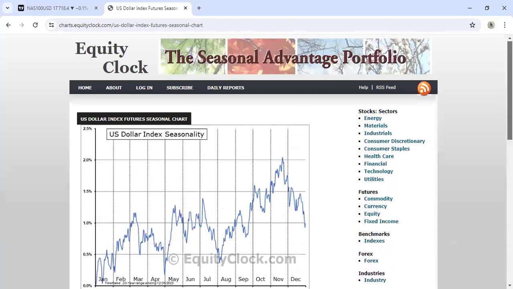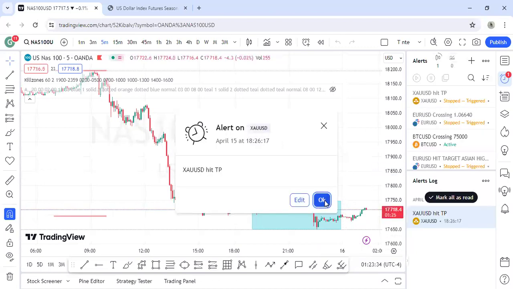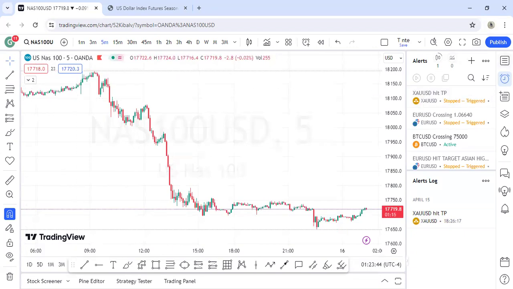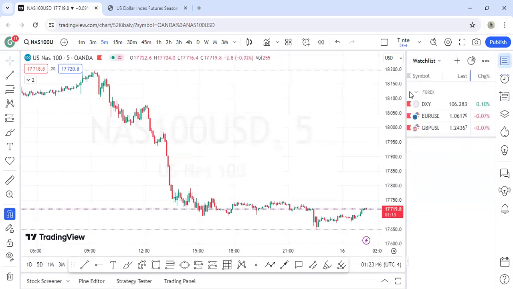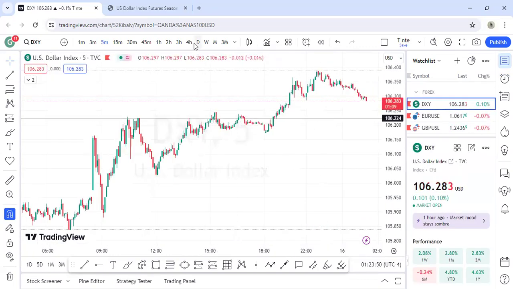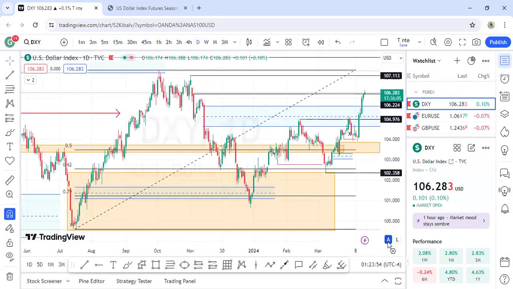All right. So let's go to the charts quickly. As usual, we start from DXY. This is our DXY chart now. We go to the daily. All right. So you can see the DXY chart.